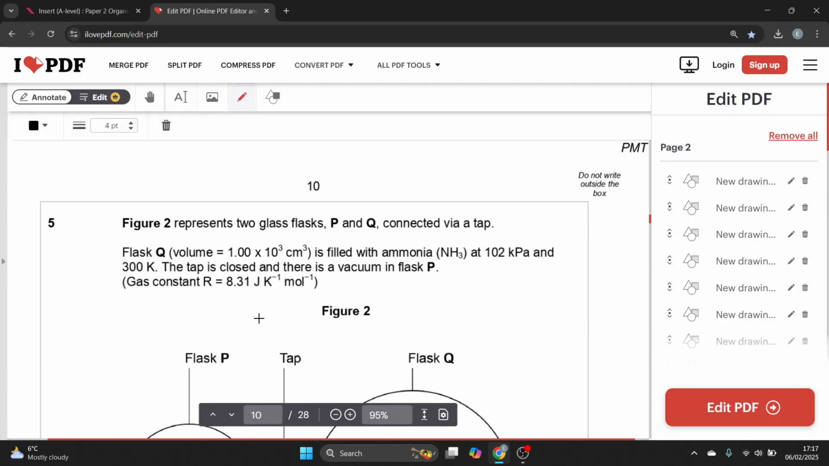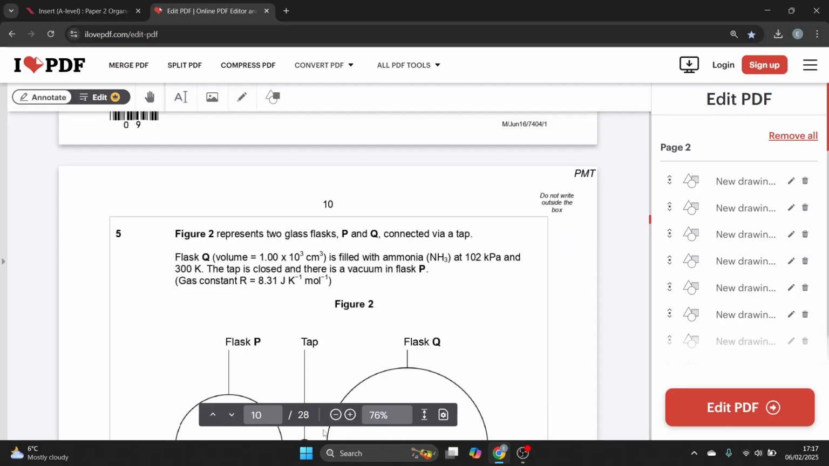Question 5. Figure 2 represents two glass flasks, P and Q, connected via a tap.